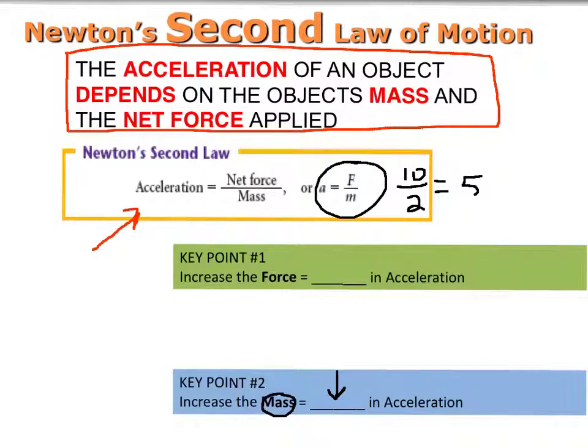acceleration of 5. Whereas if we increase the mass, this number right here, let's say instead of 2, we increase it to 5, then 10 divided by 5 is equal to 2. So when we increase the bottom number here, the mass, we get a decrease in acceleration.